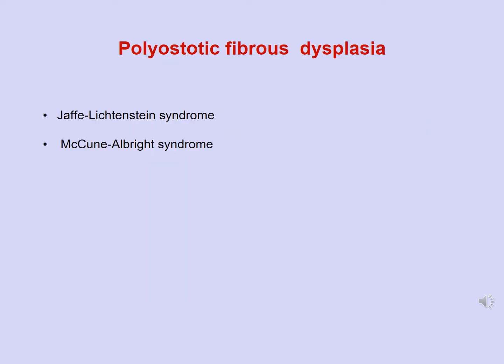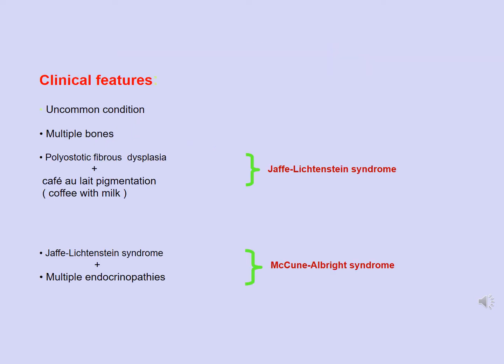Now, polyostotic fibrous dysplasia is when multiple bones are affected, right? So fibrous dysplasia affecting many bones is called polyostotic fibrous dysplasia. Now under polyostotic fibrous dysplasia, we have two syndromes that have been identified. Number one is Jaffe-Lichtenstein syndrome, and number two is McCune-Albright syndrome. So let's look at what these syndromes are. First of all, polyostotic fibrous dysplasia is not very common, right? As you're aware, it affects multiple bones.